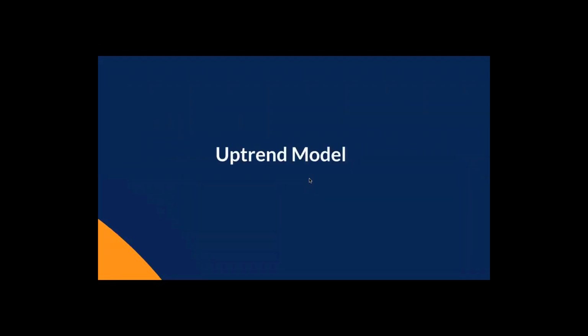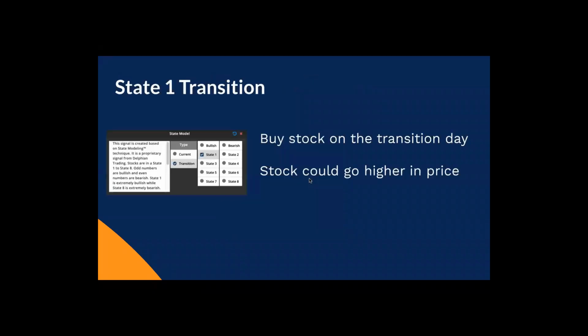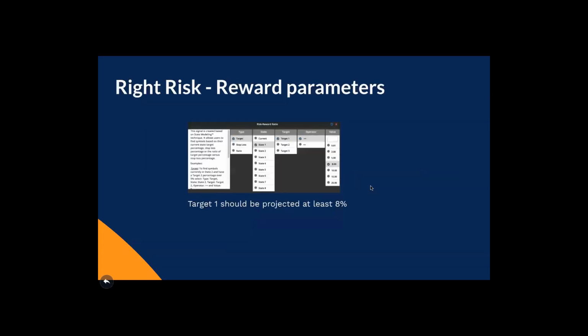In the uptrend model, when the stock transitions to state 1, we think the stock is going to go up. In that way, it is a low price today. Got it? One way to look at it is that there is a signal called the state model: transition to state 1, buy the stock, and the stock price could go higher. But there is one more signal here.